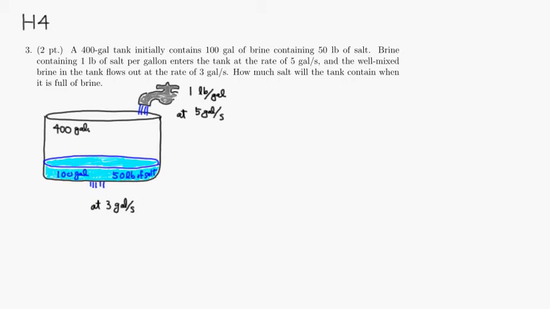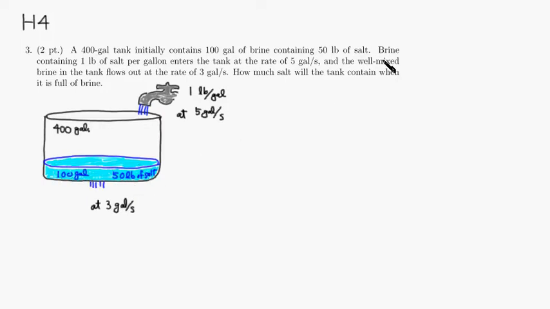Okay, let's look at homework 4, problem number 3. All right, so here's the situation. We have a 400-gallon tank which contains 100 gallons of brine containing 50 pounds of salt. So initially you have 100 gallons of salt water.